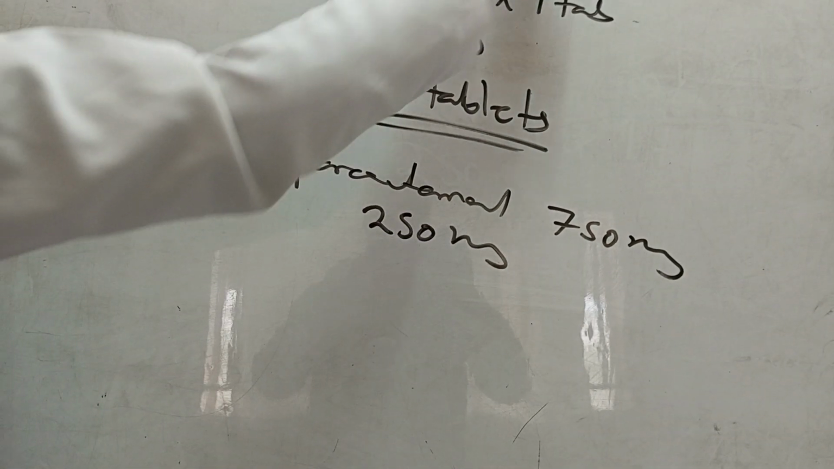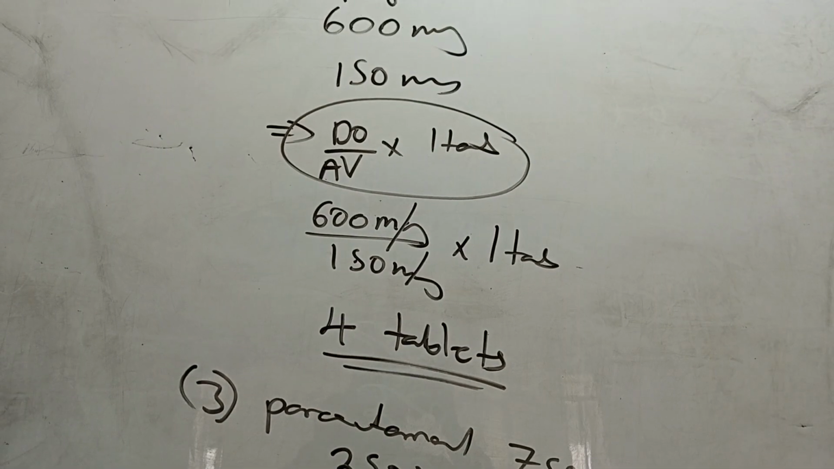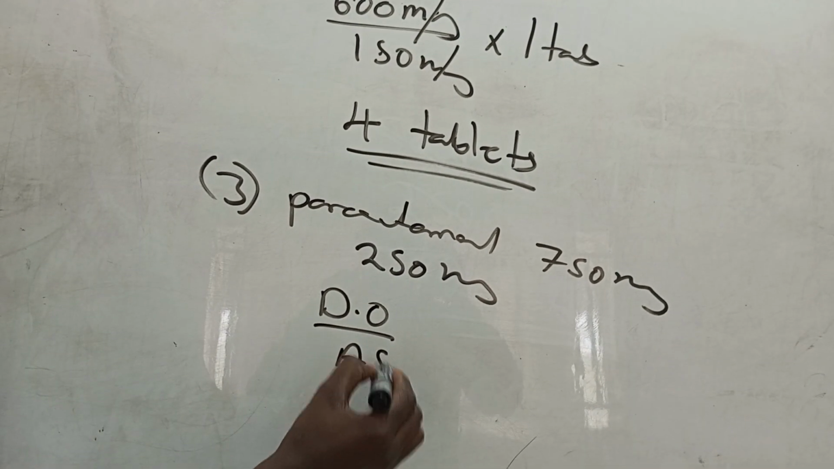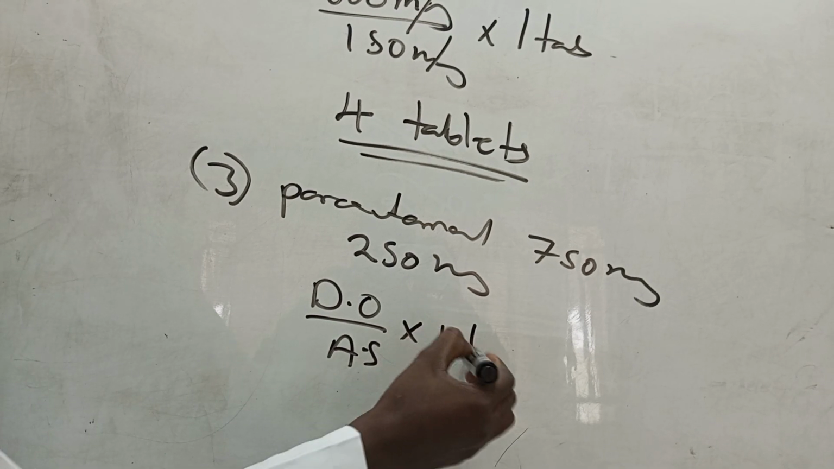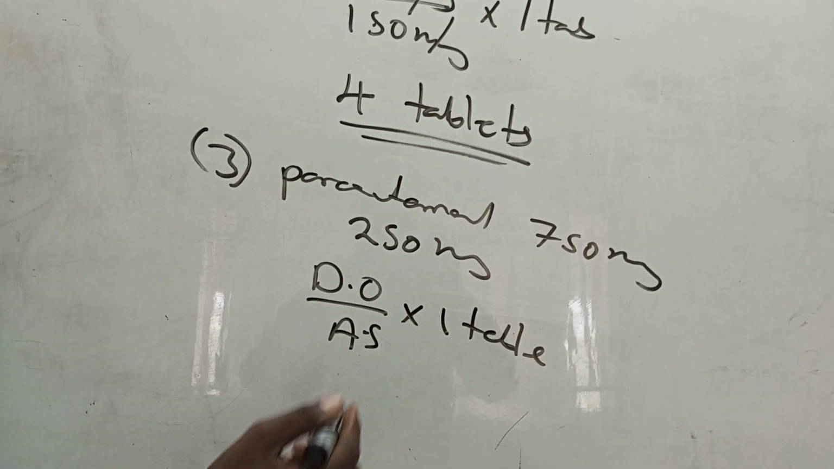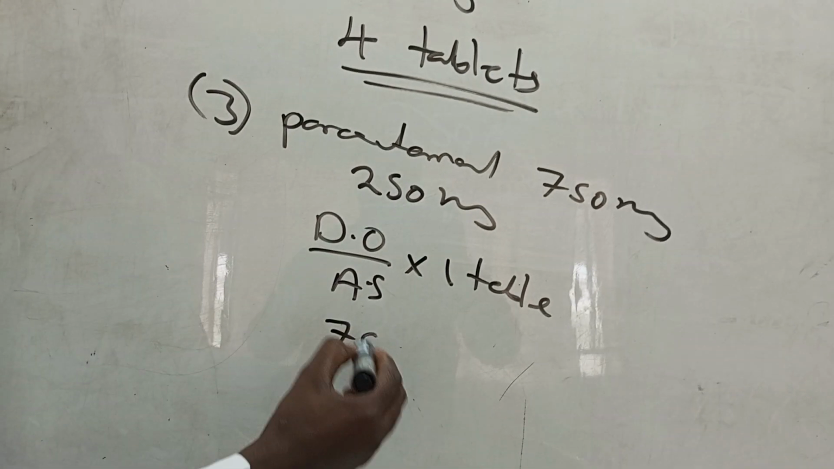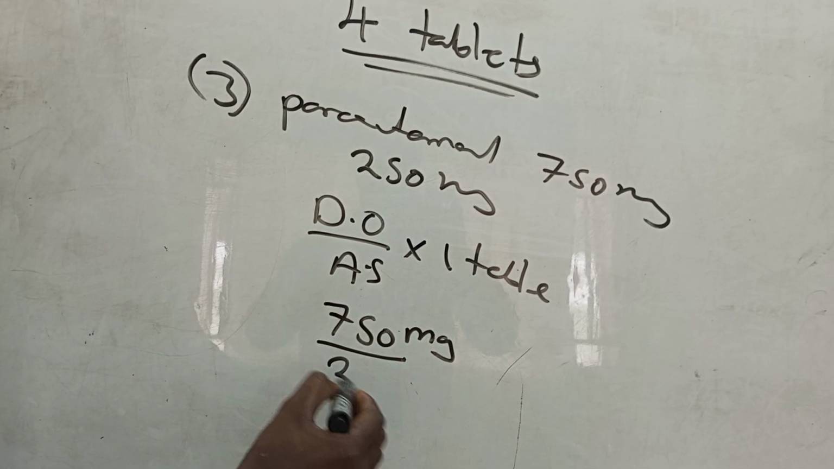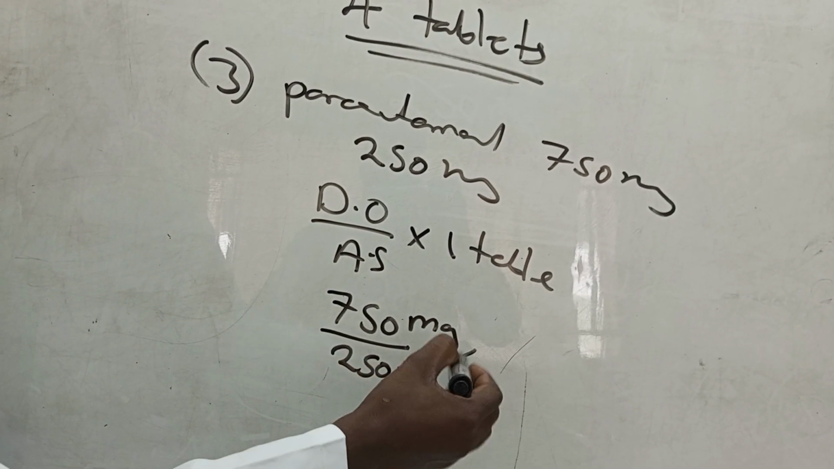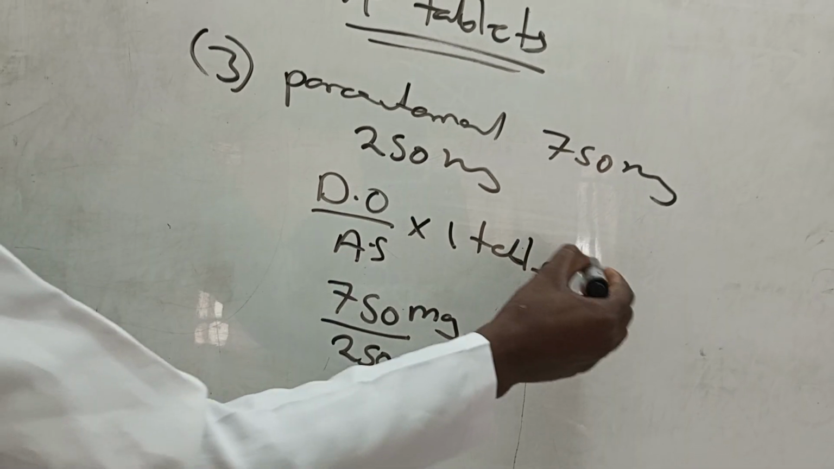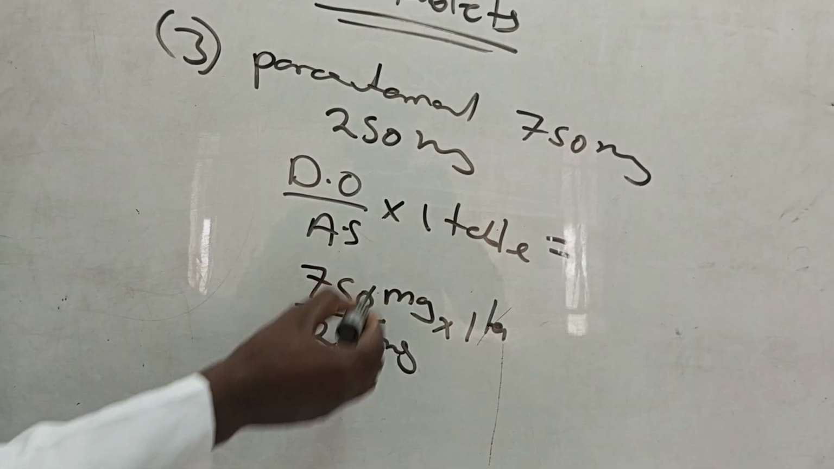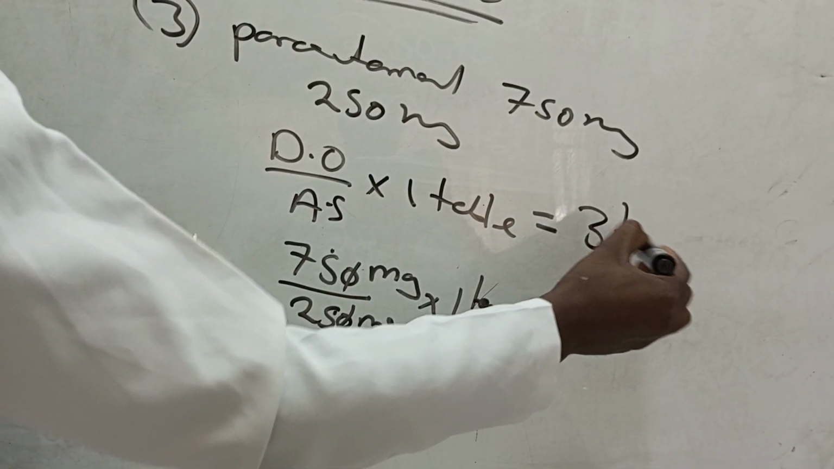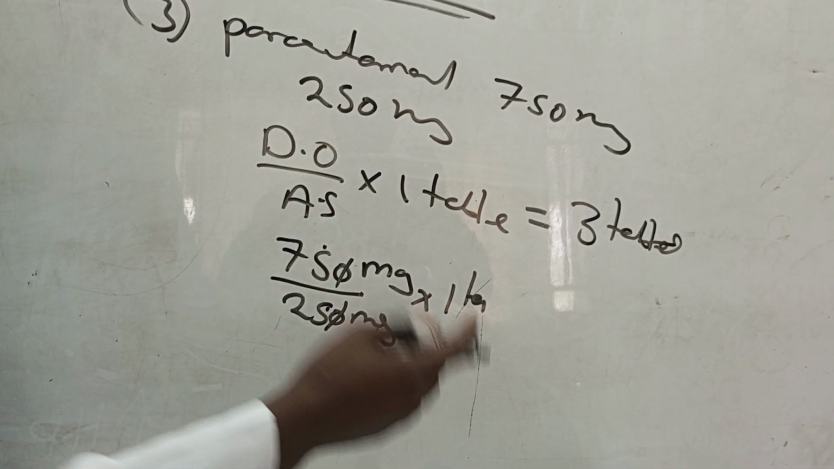Again, we go back to the formula we have here, which is the doctor's order over the available strength times 1 tab. As usual, the doctor's order is 750 milligrams, which we divide by 250 milligrams times 1 tab, which gives us 3 tablets. So we are going to give 3 tablets of paracetamol.